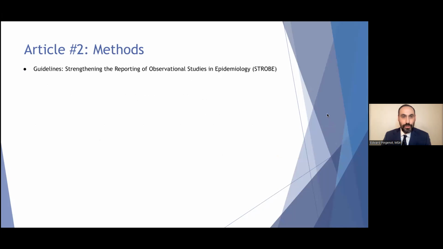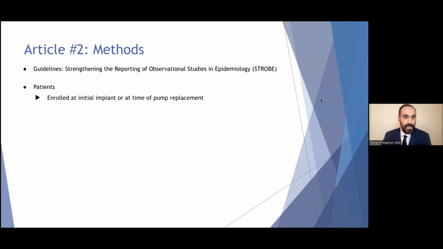We won't go too deep into the methods, but briefly, the guidelines that were used are the Strengthening the Reporting of Observational Studies in Epidemiology checklist, otherwise known as the STROBE checklist. It was not necessarily created to be a standard by which all observational studies would go, but it is becoming increasingly popular. Many people are using it, and a lot of our journals are even requiring that STROBE guidelines be used.